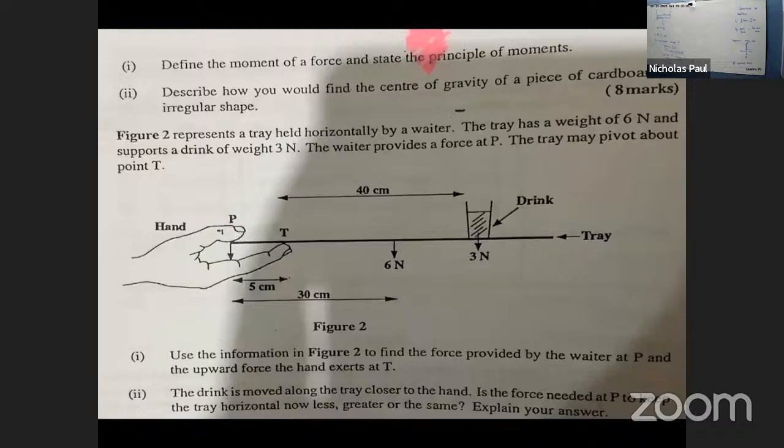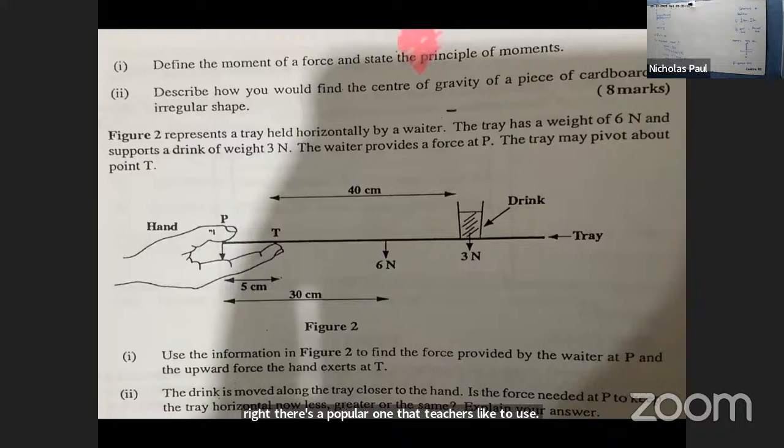Right, this is a popular one that teachers like to use. Nice old question. Again, try and turn it into a plank and put in all the forces. So diagram 2 represents a tray held horizontally by a waiter. The tray has a weight of 6 newtons and supports a drink of weight 3 newtons. The waiter provides a force at P. The tray may pivot at T.